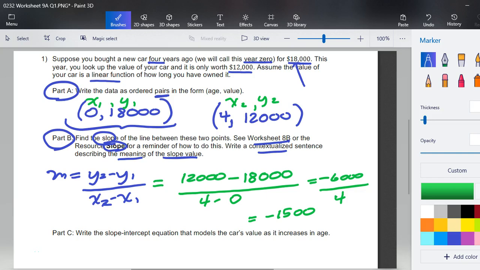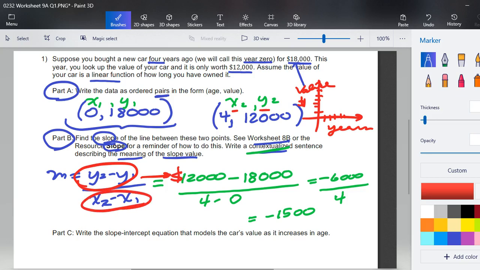Well, that's great, but it's asking me to write a contextualized sentence. And that's where I think it's really important that we write the words, if we're talking about X and Y, and it really helps me to see it this way. X is going to be our years, and Y is going to be our value, our money. And if that's the case, my change in Y, that's the money. My change in X, that's the years.